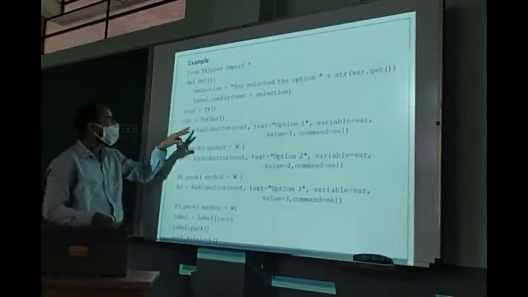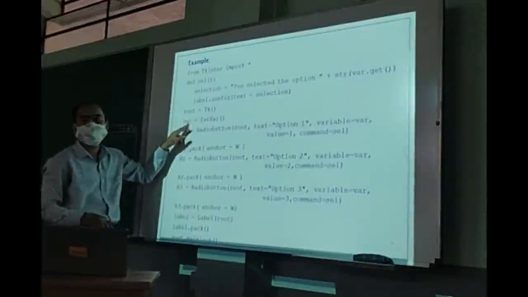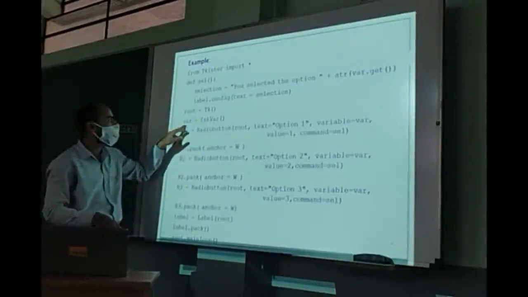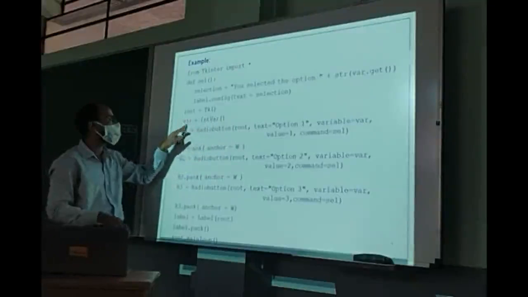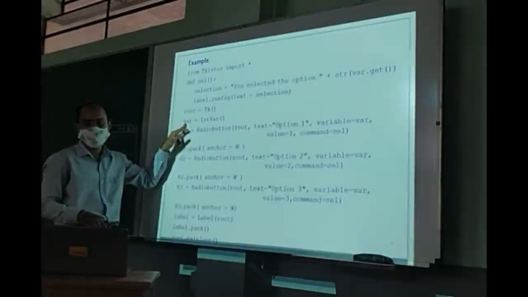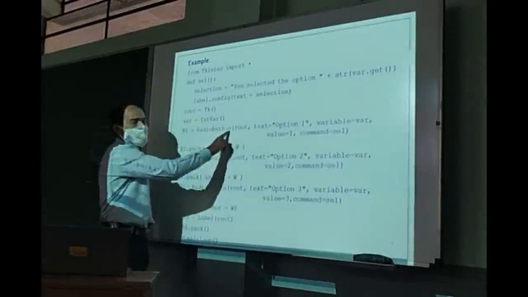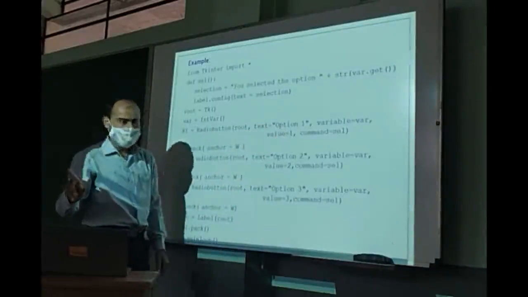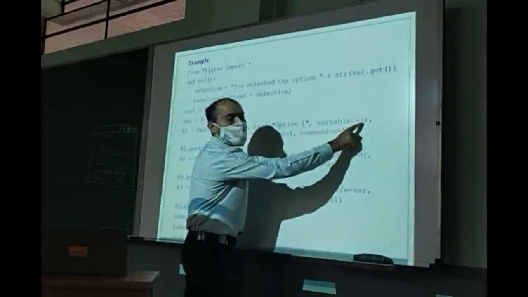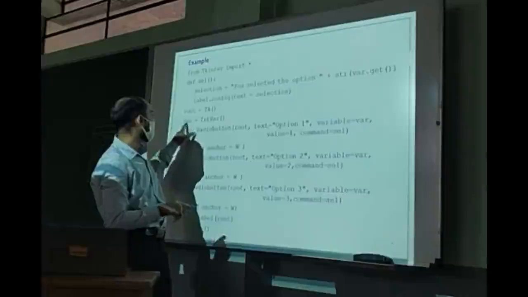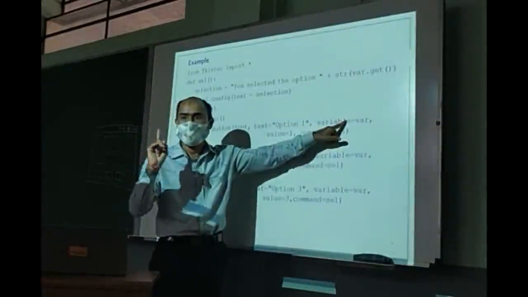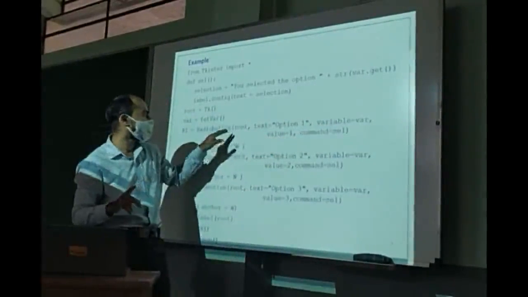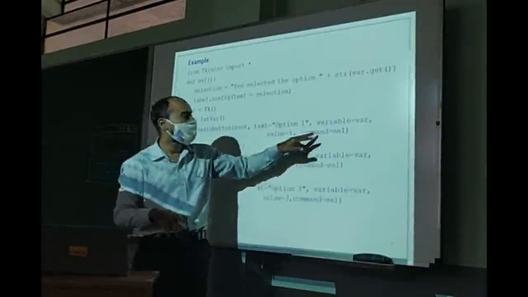Outside the function, we have the main window loop. Then here we have created an integer variable. var equals to IntVar. So this variable is of type integer. Then the radio buttons are created. Main window, text equals to option 1. Now variable equals to var. So we are assigning this var to the variable parameter. Then value equals to 1. By default, the value of this button is 1. And command equals to SEL.